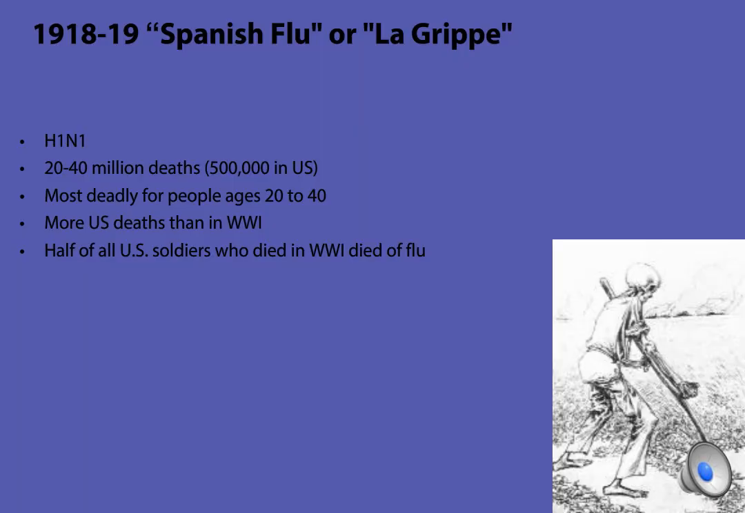The 1918 through 1919 Spanish flu epidemic was an H1N1 epidemic, and it was most deadly, in fact, for people between 20 and 40 years of age. And as I mentioned recently, it caused more deaths than from conflict in World War I. And half of all U.S. soldiers who died in World War I died of influenza.